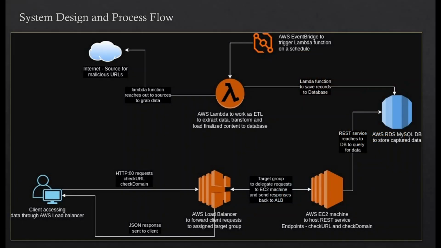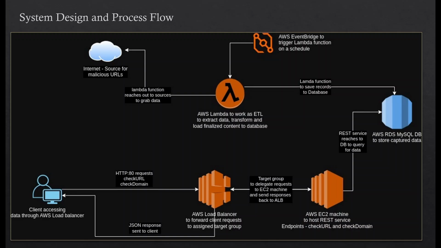Under part 1, the Lambda function acts as the ETL tool that will capture the data from the internet feed, transform the information, and load the finalized content to the database. EventBridge, in our case here, acts as the scheduler that will trigger the Lambda function once every minute. The Lambda function also generates CloudWatch logs for us to help monitor the process and identify any error messages if something should happen.